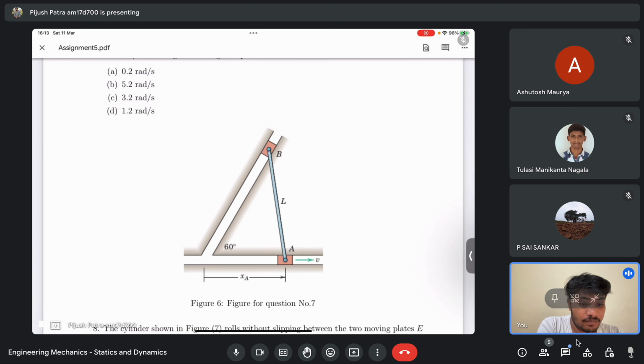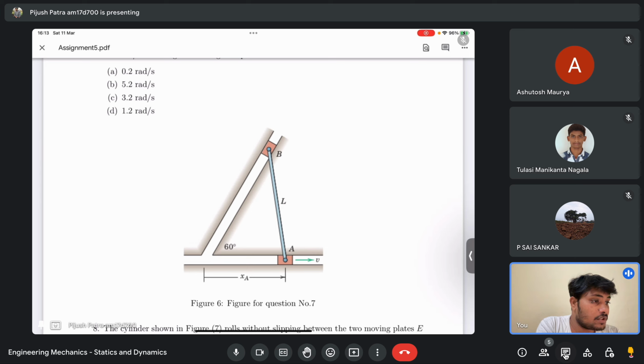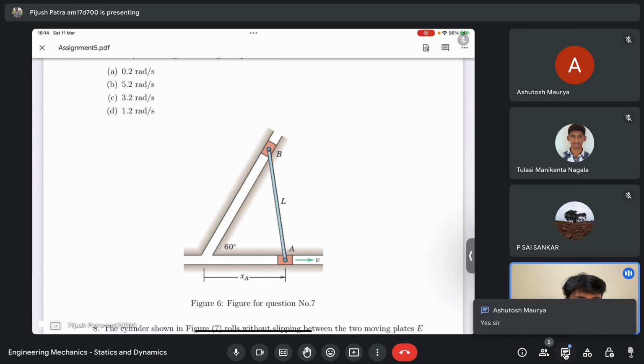Okay, so what are the... No idea, stuck in my mind, suggest me how to deal with this. I mean, are you talking about problem 7 only, which I am discussing, or the previous one? Ashutosh? This problem only or the previous one? The problem 7, right?